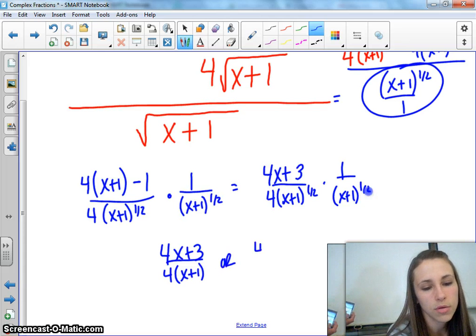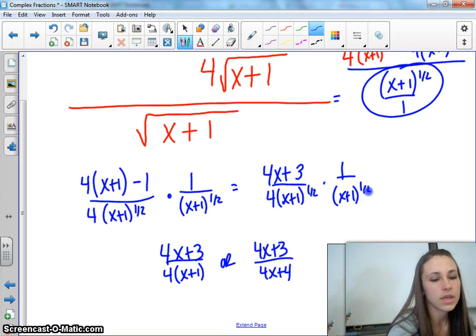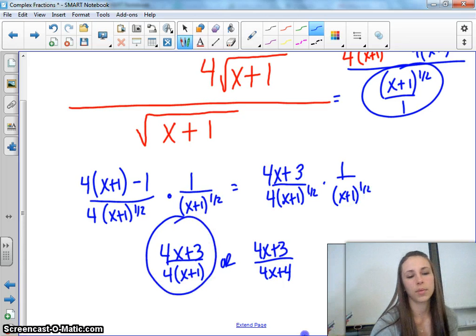Or you can come over here and say 4x plus 3 over 4x plus 4. Either one of these are perfectly fine. I'd probably like this one where it's factored out. So either way is fine though.